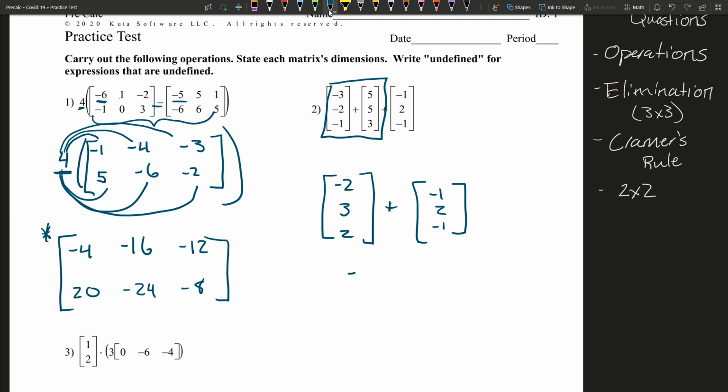And then we can show what this is actually equal to. So -2 plus -1, that's -3. 3 plus 2, that's 5. 2 plus -1, that's 1. And then that would be your answer.